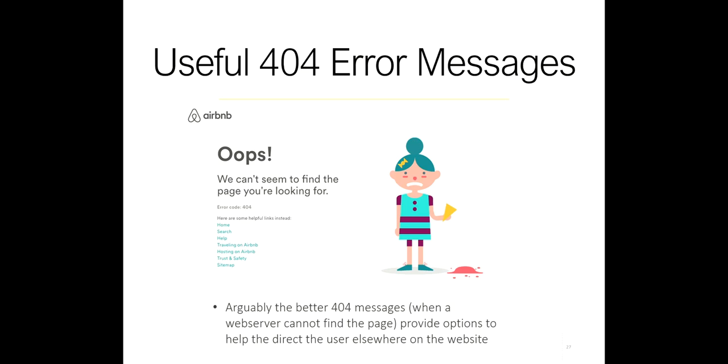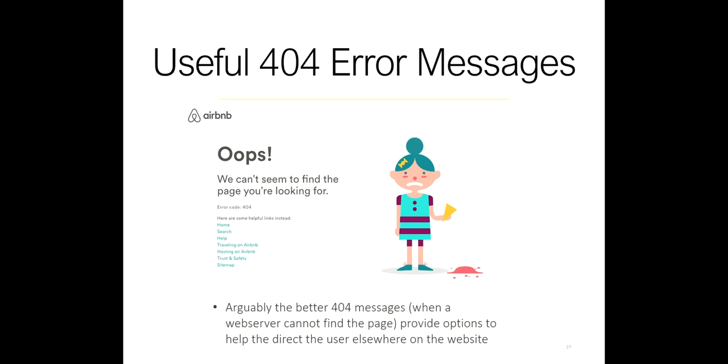So in this particular case, it's for Airbnb, and the 404 message in this case is, oops, we can't seem to find what you're looking for. And what they provide are some helpful links. And this is a fairly common 404 message strategy, such as, in this case, linking back to the home page, linking to search for help, and then other aspects that users might be looking for directly on the Airbnb website.